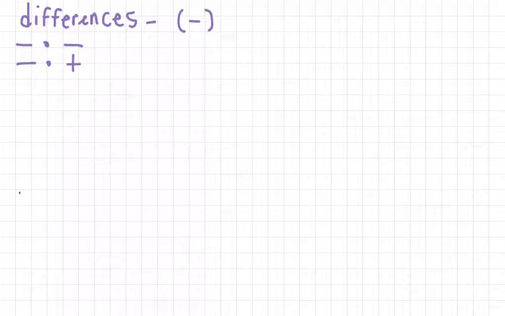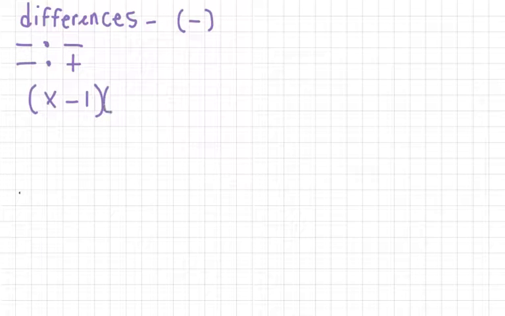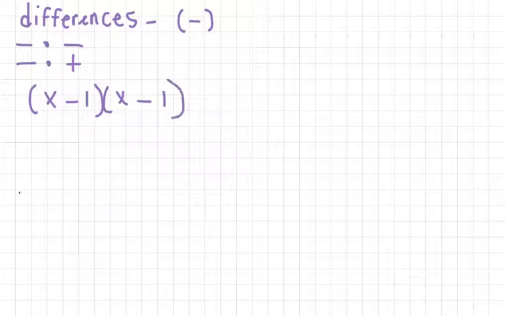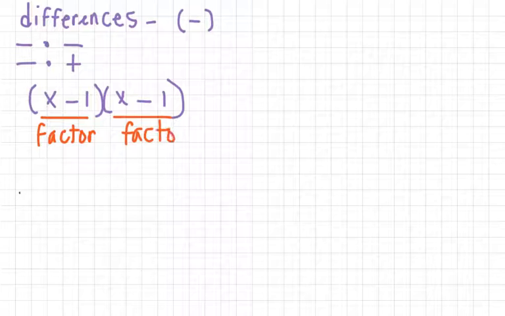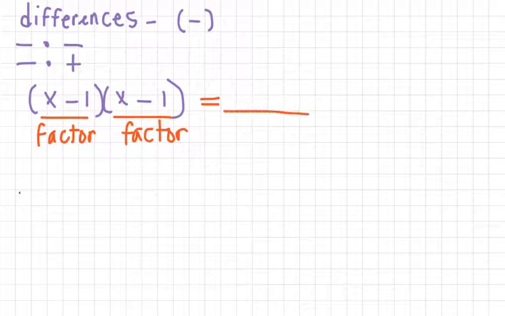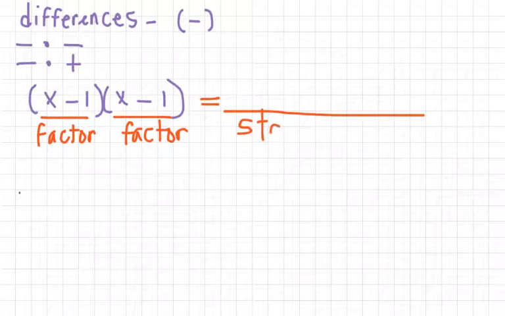So let's start by doing the very first example that I've got here. We are going to be looking at x minus 1 times x minus 1. The very first thing I'm going to do is tell you that we have a factor and another factor. And those factors are x minus 1 and x minus 1. And we are going to write the equivalent expression right here, and that equivalent expression is going to be written in standard form.